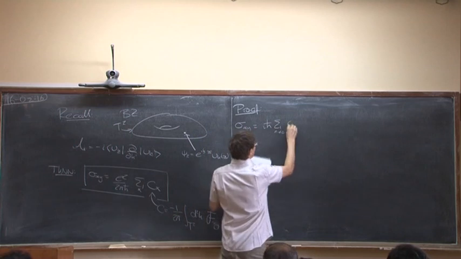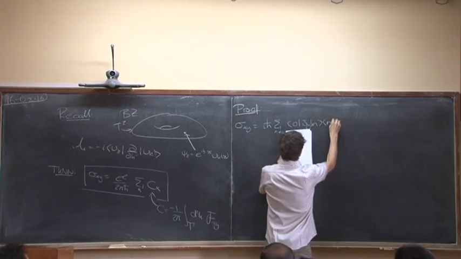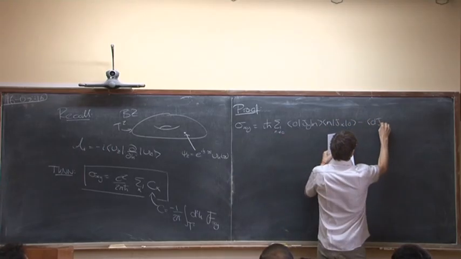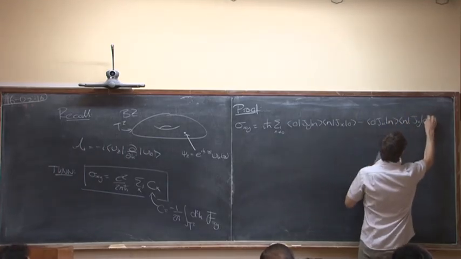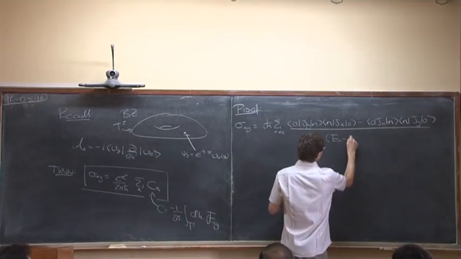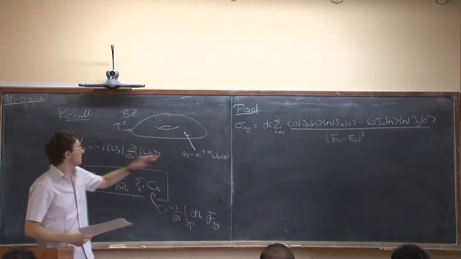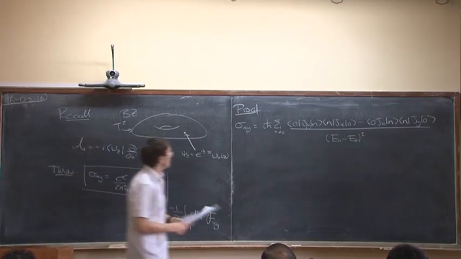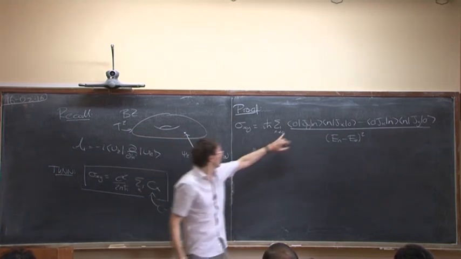And the Kubo formula is the formula for the conductivity. The proof of this is, you can just check this. The hard part is the next line, which I'm just going to write down. The reason it's hard is the following.